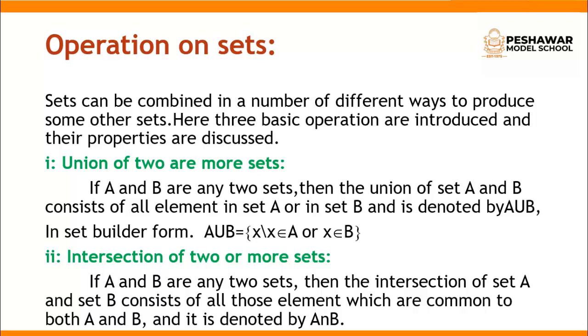So our next operation is intersection of two or more sets. If A and B are any two sets, then the intersection of set A and set B consists of all those elements which are common to both A and B, and it is denoted by A intersection B. It means in intersection of two or more sets, we have to take only the common elements. We do not combine the two sets together.